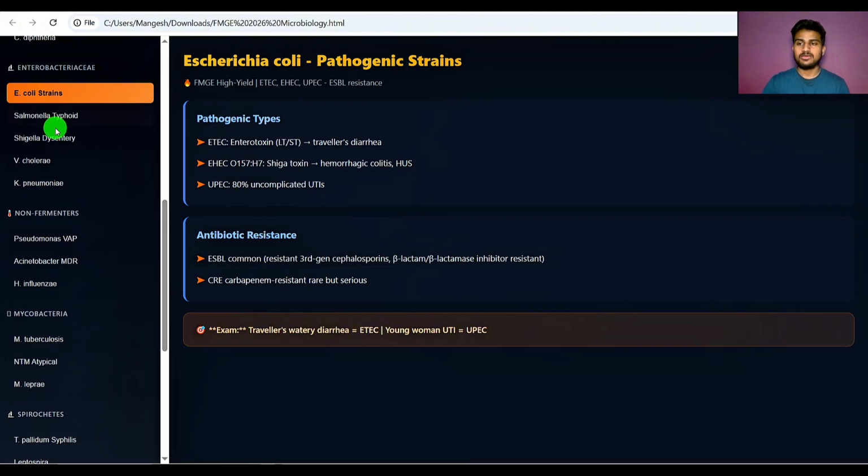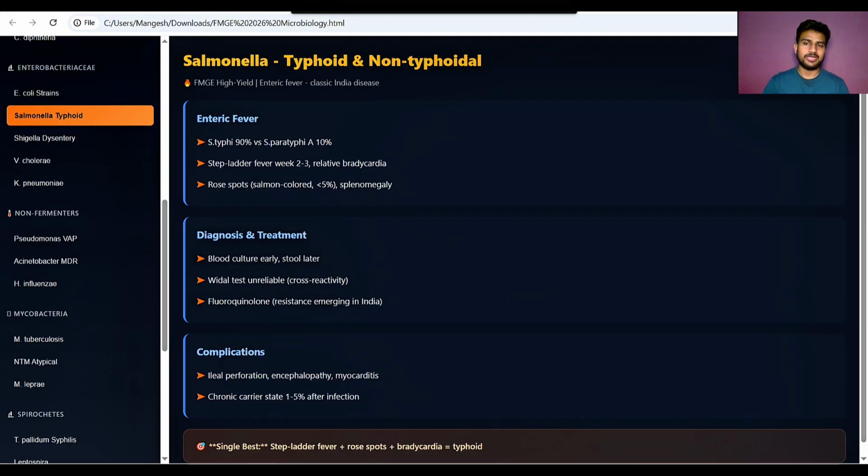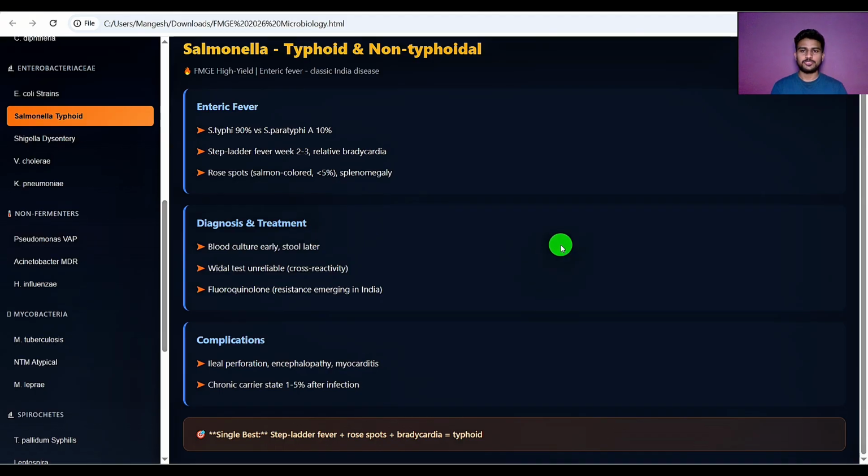So let's move forward towards Salmonella typhoid. For diagnosis and treatment, the very first thing is blood culture. Whenever you see any question, don't jump towards the fluorescent assay, FISH, PCR, NAT, and all those fancy things. First of all, step by step, we have to think about the clinical scenario. The very first thing we do for typhoid is blood culture. Then we do stool culture. Then we perform the Vidal test, though it is not that reliable, but we still do it for cross-reactivity testing.